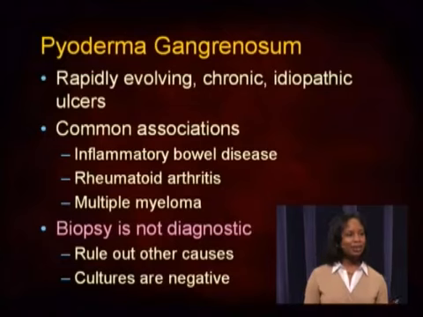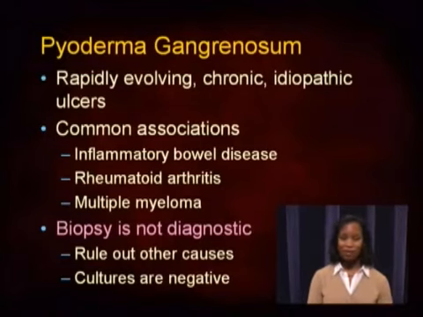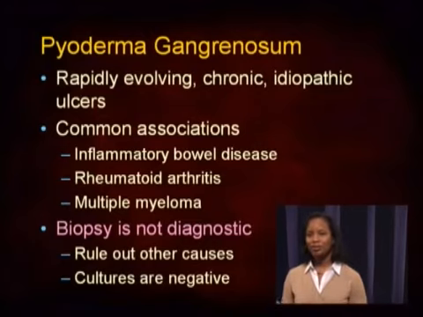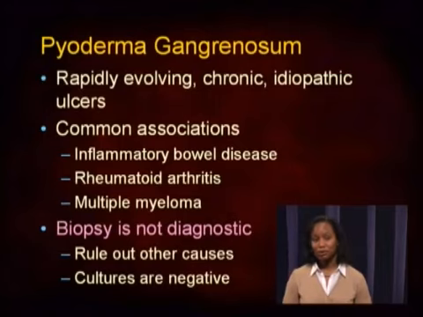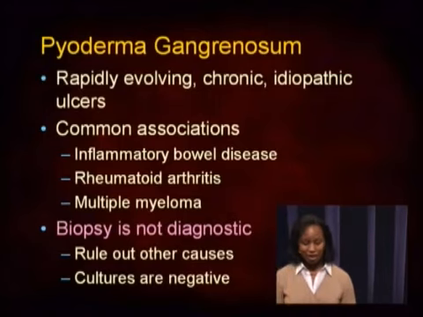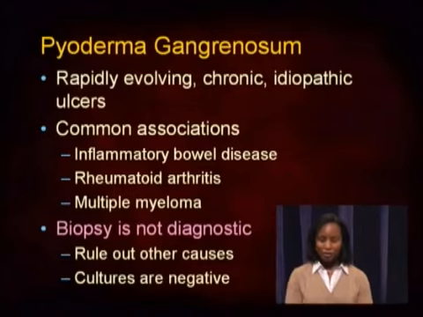So if anybody's keeping a running tally, we now have erythema nodosum associated with inflammatory bowel disease. We've got vasculitis associated with it, and now pyoderma gangrenosum. So those folks are kind of set up for a lot of different things. Rheumatoid arthritis patients can have PG, pyoderma gangrenosum, and we see it in multiple myeloma as well.